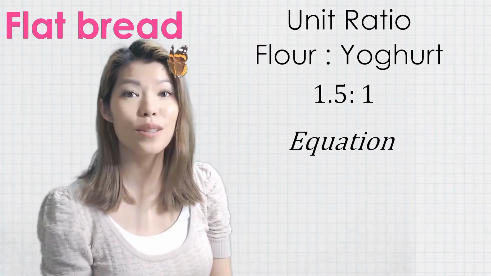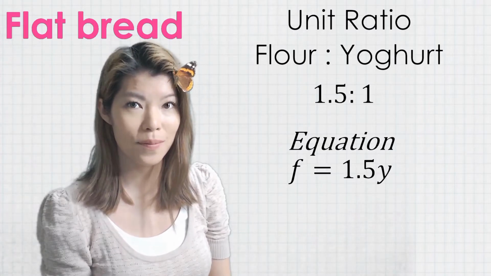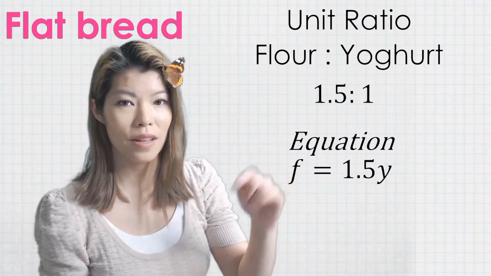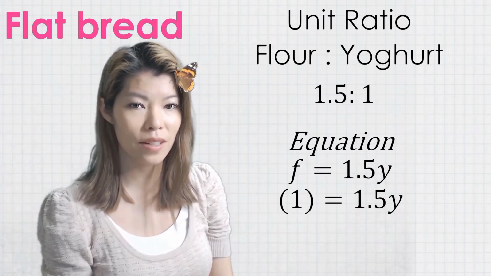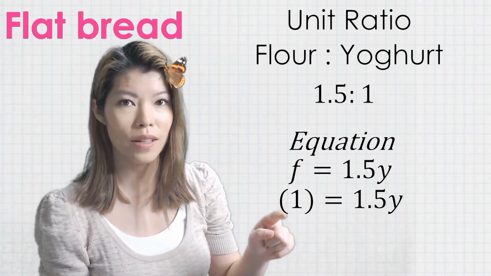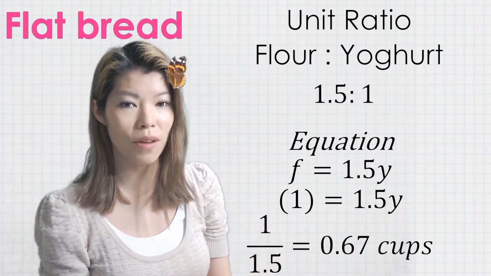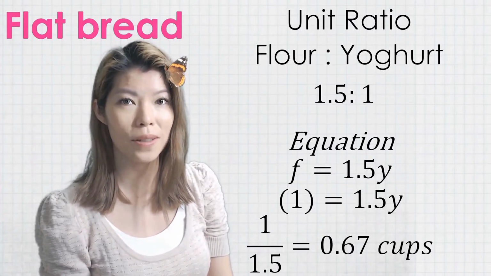And again, you can use the equation. So remember, flour equals 1.5 times yogurt. Well, this time we have 1 flour and we want to figure out how much yogurt. So we will substitute the flour with 1. Now bring the 1.5 over, that means 1 divided by 1.5, and we get 2/3 or 0.67 cups of yogurt.